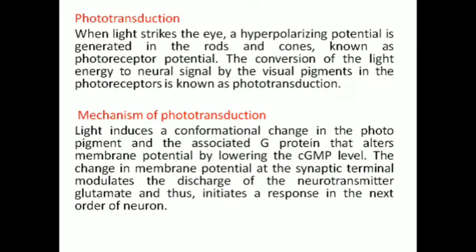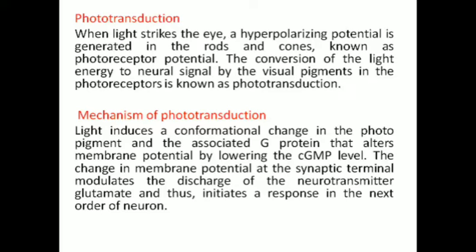Coming to phototransduction. So what is phototransduction? When light strikes the eye, a hyperpolarizing potential is generated in the rods and cones, which is known as the photoreceptor potential. The conversion of the light energy to neural signal by the visual pigments in the photoreceptors is known as phototransduction.